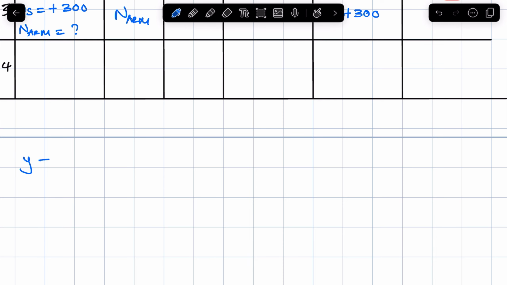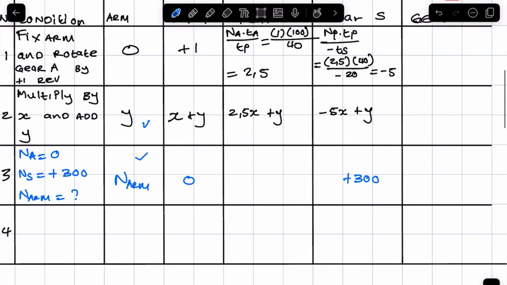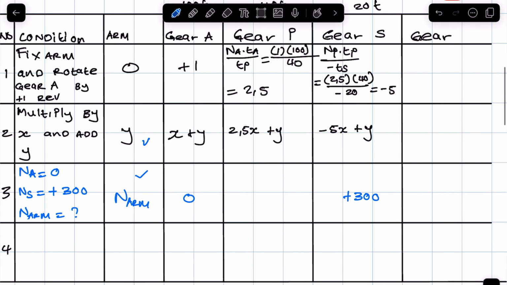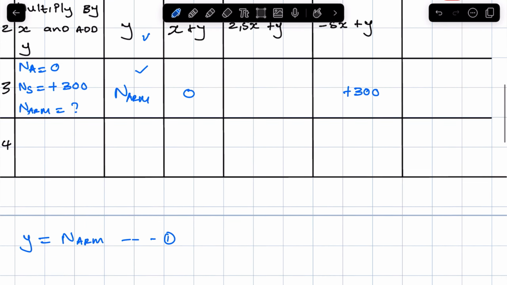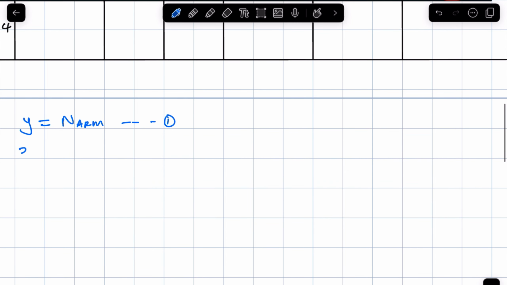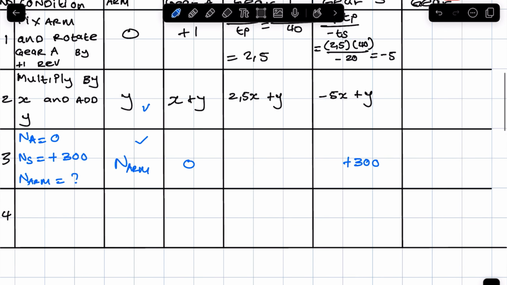So y is equal to this here. Take this as our first equation, right? And then our second equation, x plus y is equal to 0. So x plus y is equal to 0. Take that as our second equation, right?